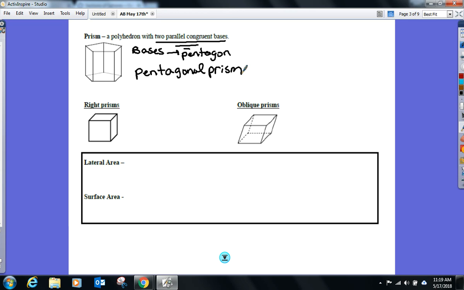All right, pentagonal prism. That's going to be huge. See, I'm not going to gloss over that. That is going to be huge today, is that you can identify where the bases are of a prism. All right, where are they?